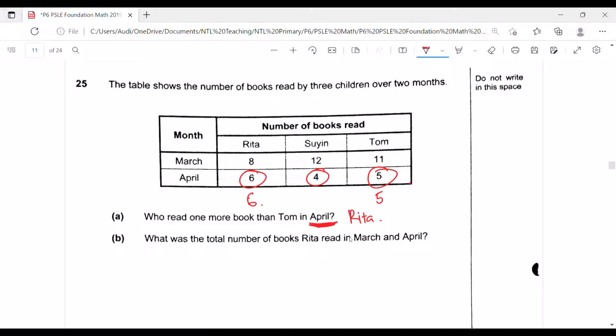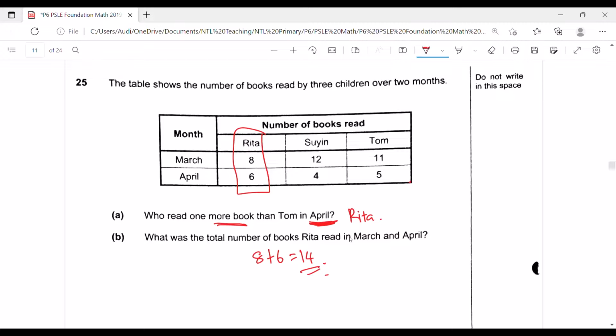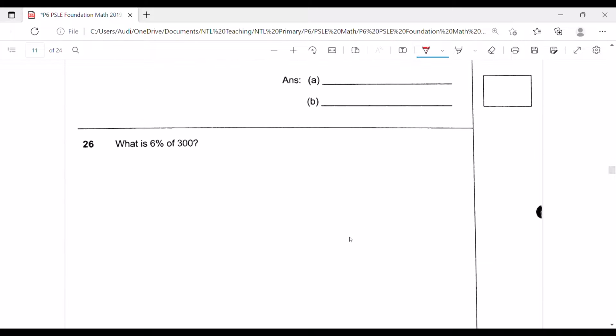So you have to be very careful when you read the question. What was the total number of books Rita read in March and April? Here we are interested only in Rita, so I'm going to erase this. Total number of books that Rita read will be 8 plus 6, and that's 14. This is our answer. Okay, again, press pause, try the question, and then you can move on to the next.